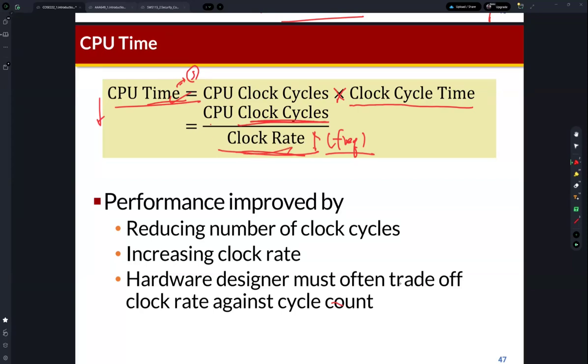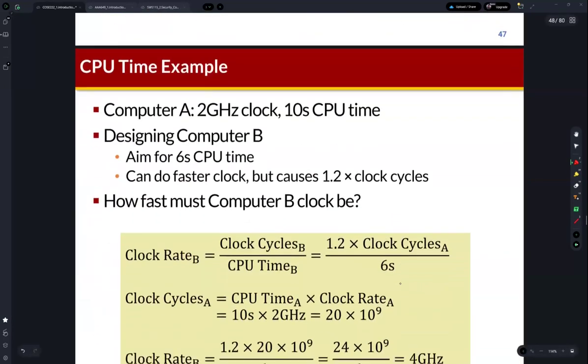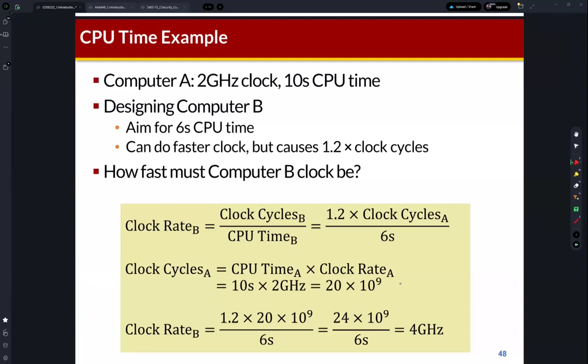It is because the clock rate is here, and the CPU time is inversely proportional to the clock rate. So it means performance is proportional to the clock rate, the clock frequency. So this is the CPU time. So this is the example.